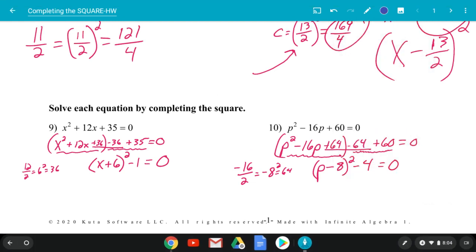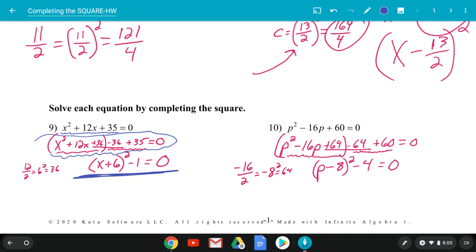So if we look at number 9, we were originally given x squared plus 12x plus 35, and we took our 12 and divided it by 2 and saw that was 6, and we squared it, and then we added 36 and subtracted 36. We went through that whole process about completing the square, and we found our completed square is now x plus 6 quantity squared minus 1 equals 0. Now, that's the vertex form, and that's what we were trying to do when we did this homework.